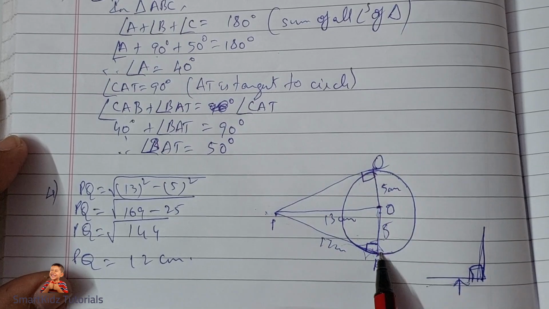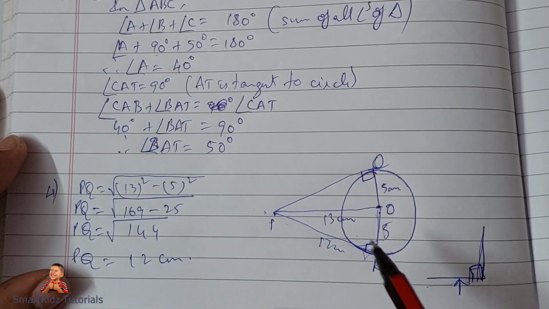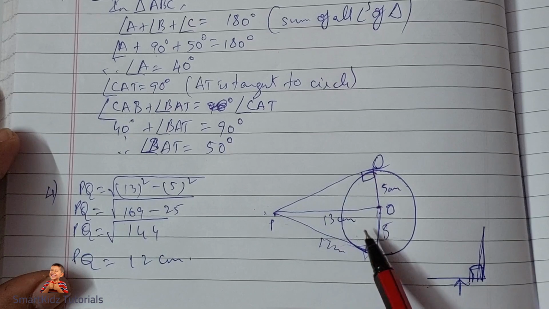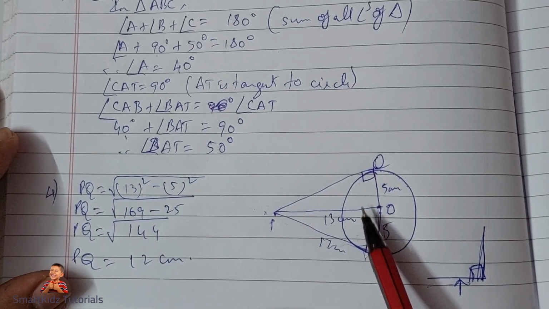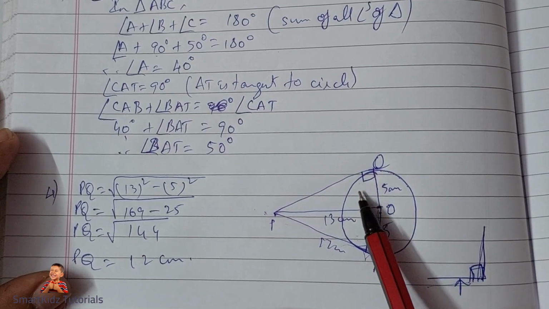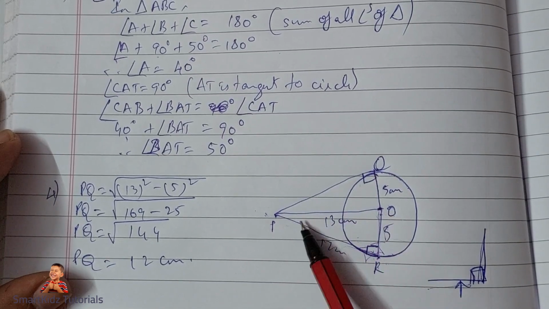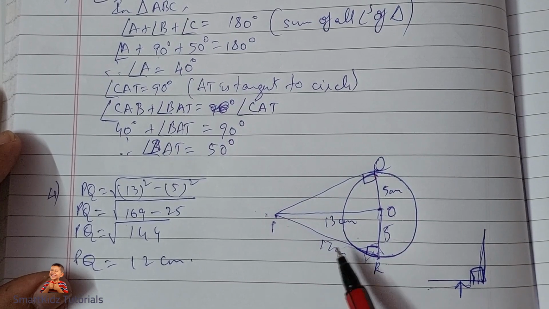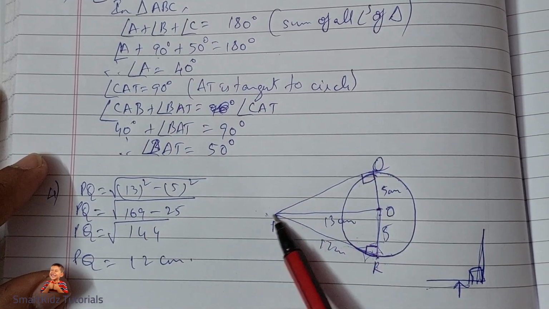We got the height, we got the base, we know the height, and now we just need to apply it to find the sum of the areas. Either you can find out the area of one triangle and then double it up, meaning this plus this, or directly you can say 2 times, because you found out 12 centimeters over here.